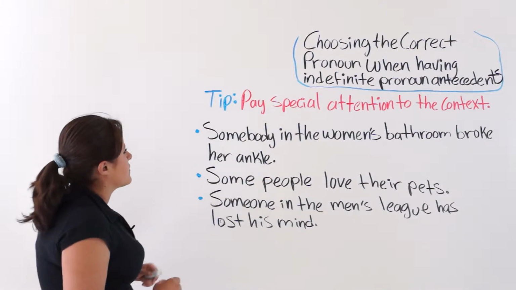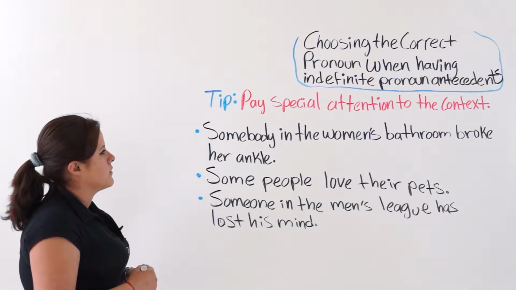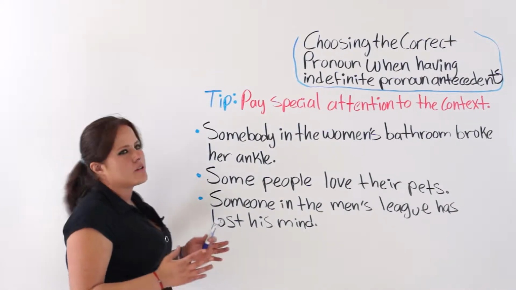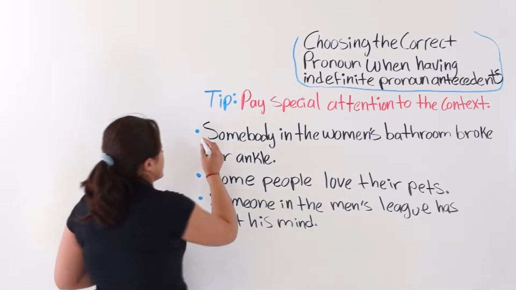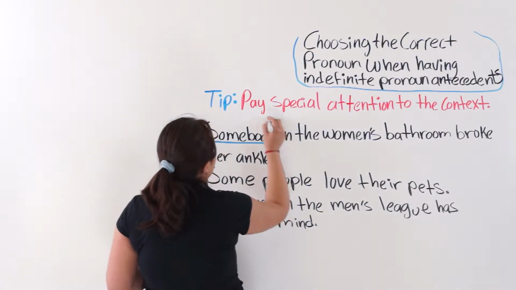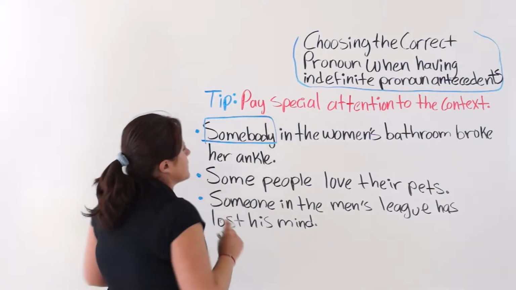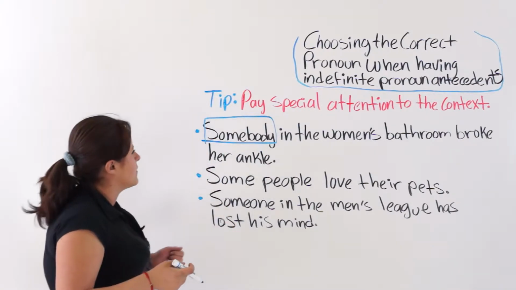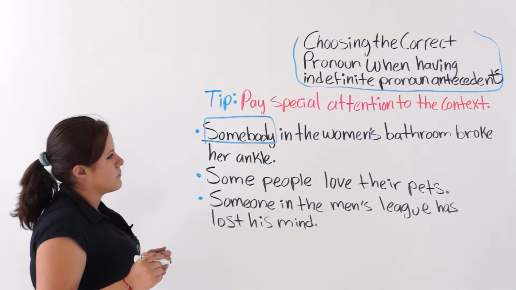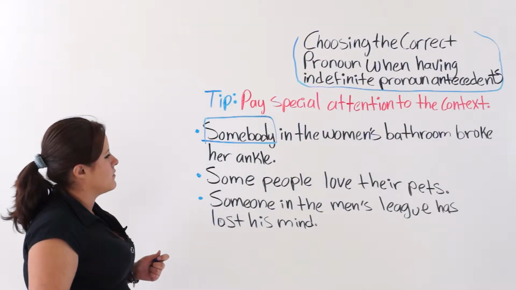The first one says, somebody in the women's bathroom broke her ankle. Somebody would be our indefinite pronoun. So this is our antecedent. So somebody in the woman's bathroom broke her ankle.